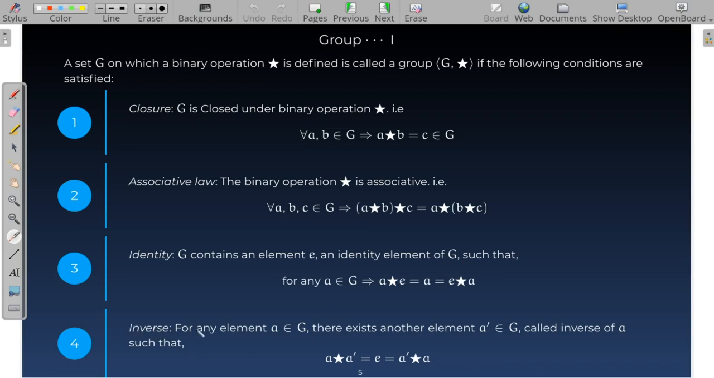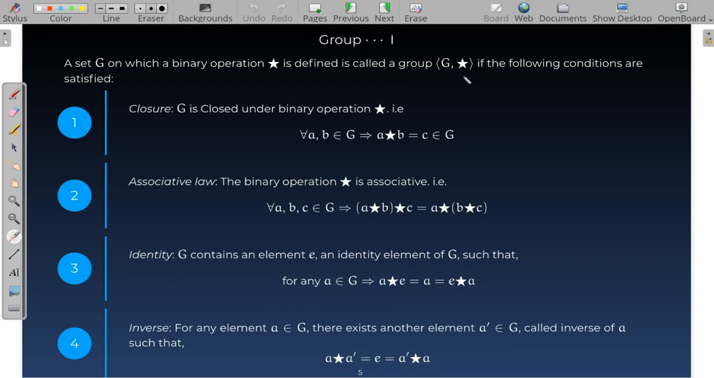Then there must exist an inverse. What we mean by inverse is that for any element a in G, there exists another element a dash in G, called inverse of a, such that a star a dash is equal to the identity element. Now inverse must exist for each and every element, and inverse is going to be unique. In a similar manner, the identity is also going to be unique.